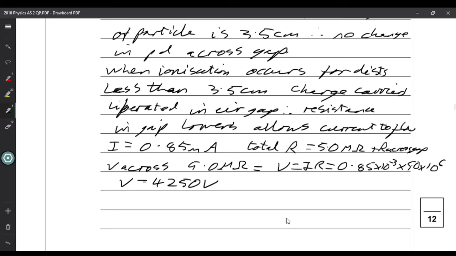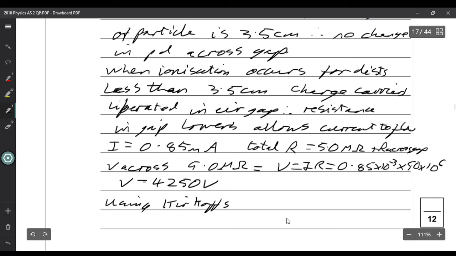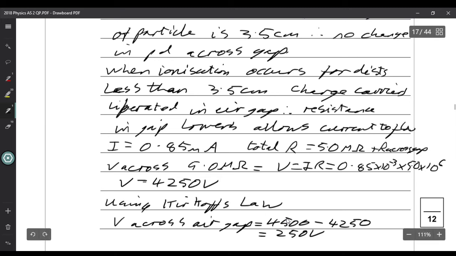And because of Kirchhoff's law, using Kirchhoff's law, the V across the air gap equals the 4500 minus the 4250 across our 5 megaohm resistor, so that's going to equal 250 volts.